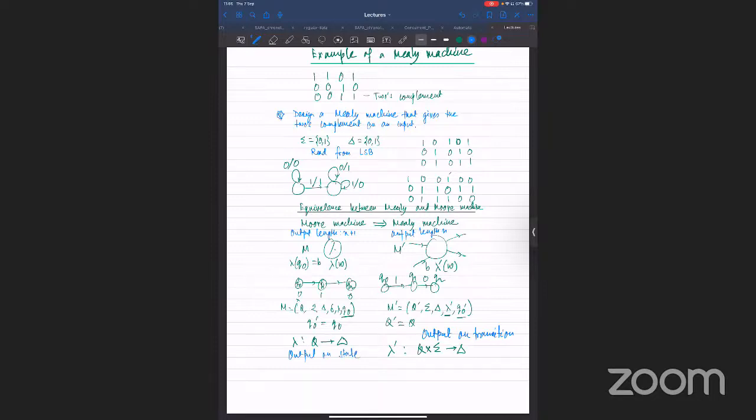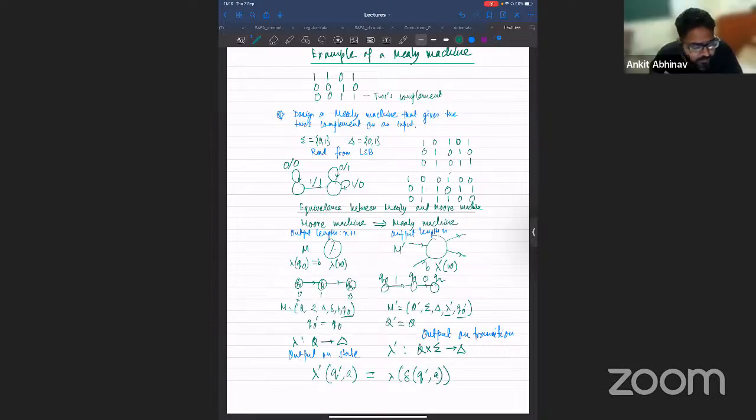Right? Now, how are you going to define the lambda? Tell me. Lambda prime of some q prime comma a equal to lambda of delta of q prime comma a. Right, good.